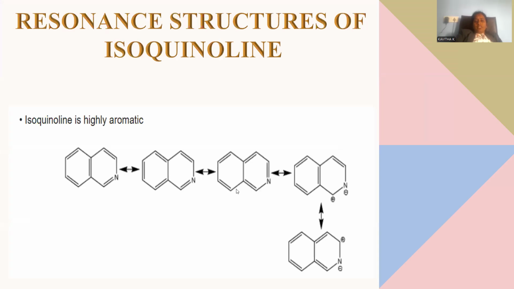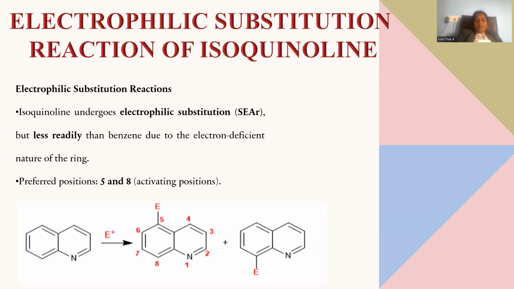Then resonance structures are available, being aromatic in nature. The perfect aromatic benzene ring and the pyridine ring are together aromatic in nature. That's the reason why multiple resonance structures are available, and even charge separation is also possible because of the pi electron delocalization. These many possible canonical structures are allocated for this isoquinoline molecule.